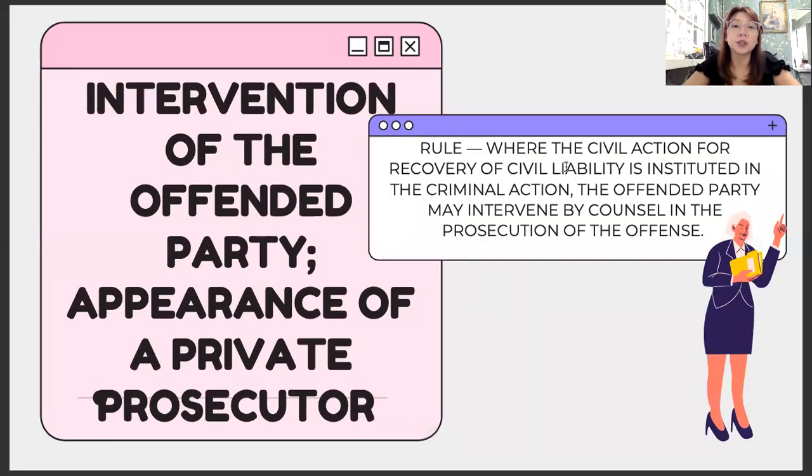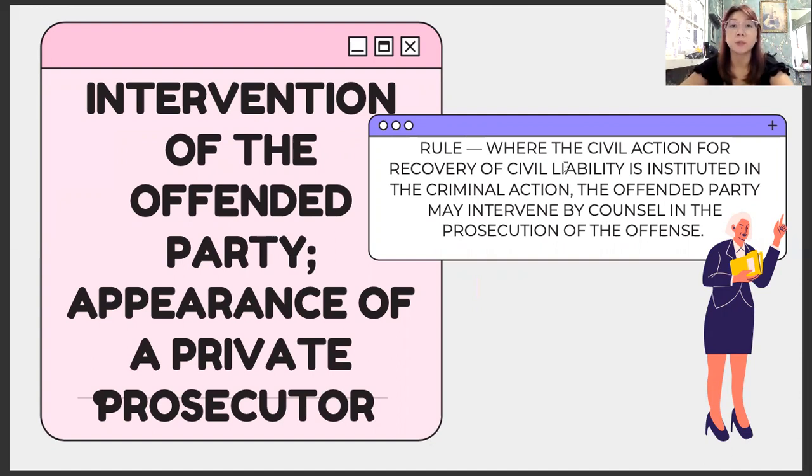So we go now to the intervention of the offended party or the appearance of a private prosecutor. So the rule here is where the civil action for recovery of civil liability is instituted in the criminal action, the offended party may intervene by counsel in the prosecution of the offense. Generally, the institution of the criminal action carries with it the institution of the civil action.